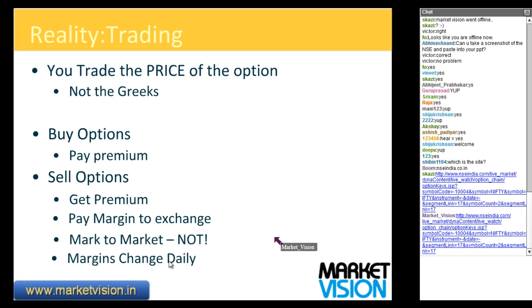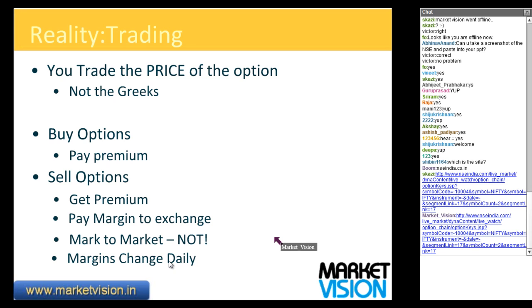There is no mark to market as there is in most futures and all that stuff. There's a subtle difference because everything is a margin. It's built into your margin itself. Now, for mark to market, you have to pay money. You have to pay cash, whatever you think of. You actually have to pay to the exchange.